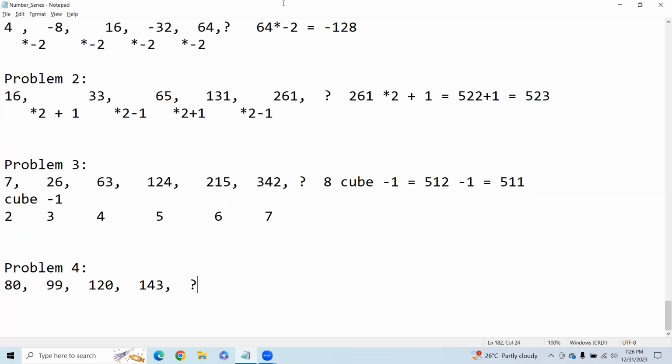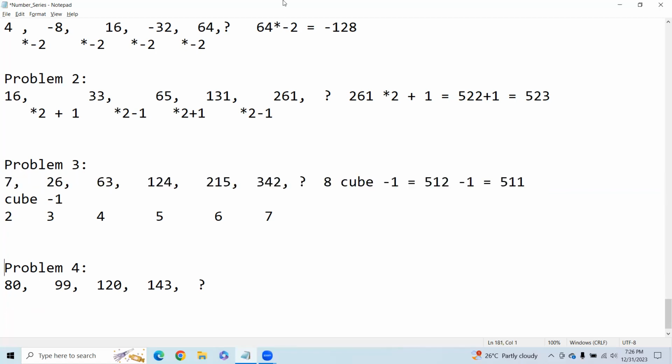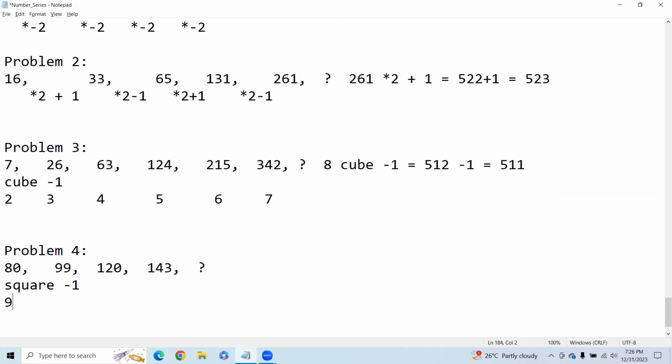Next, let's look at the next question. 80, 99, 120, 143. Just like the cubes earlier, this is related to squares. Square minus 1. What is the square of 9? 81. So 81 minus 1, we get 80. What is the square of 10? 100 minus 1, we get 99. What is the square of 11? 121 minus 1, we get 120. What is the square of 12? 144 minus 1, we get 143.